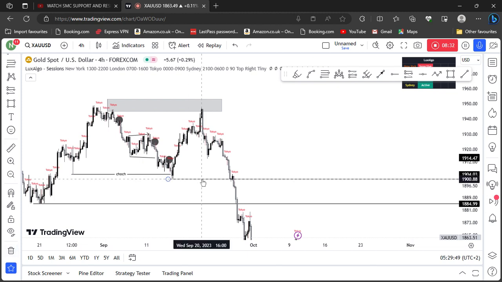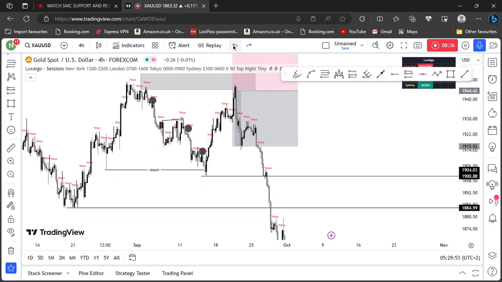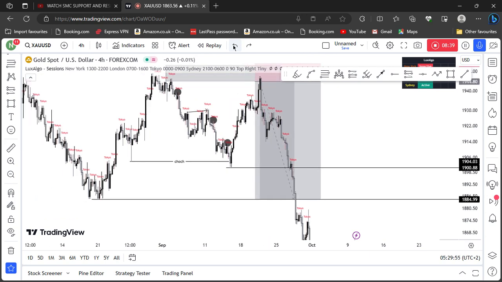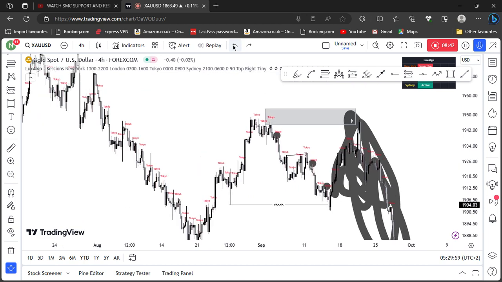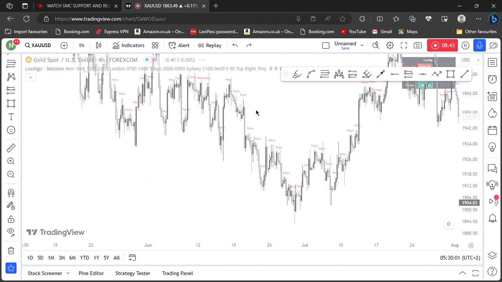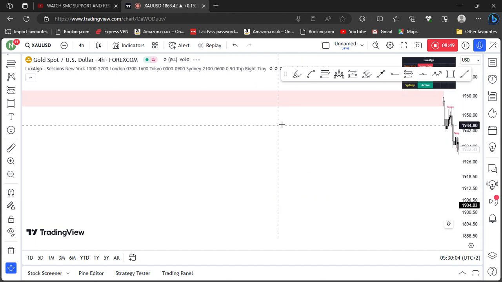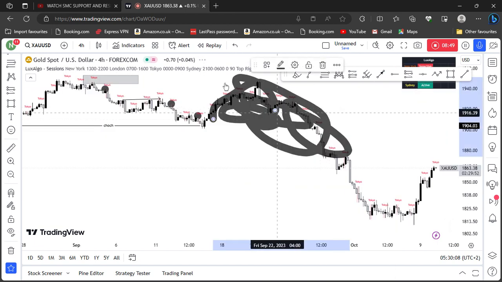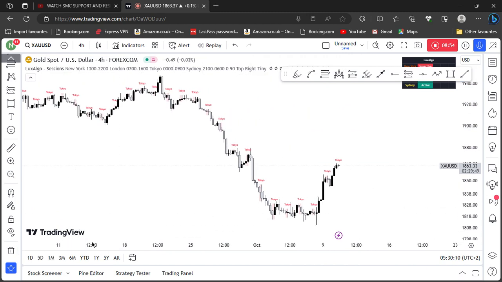now, isn't that weird? Let me remove all of this. I want to show you guys something. Okay, let me just do this. Let me remove everything so that my chart can be clear.